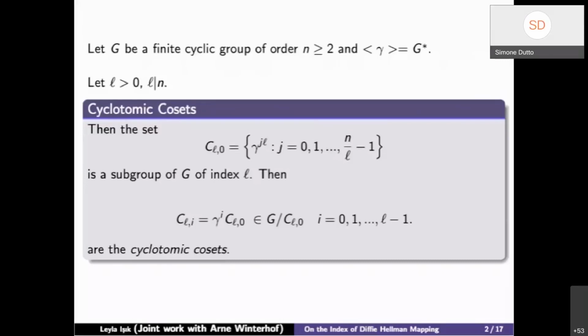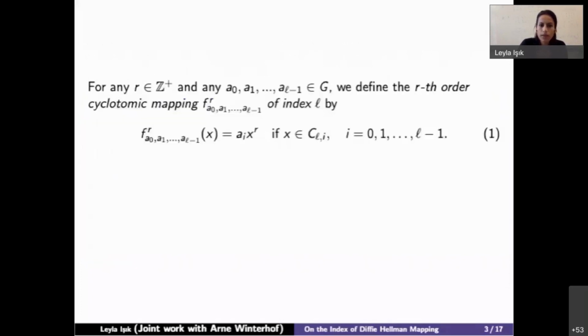The elements of this factor group are called the cyclotomic cosets. We can call this the zeroth coset of G, and for each i, we get the ith coset by multiplying the power of gamma to the i with the zeroth coset. They are all called cyclotomic cosets. And for any positive integer r, we define the rth order cyclotomic mapping of index L. We define it by this.